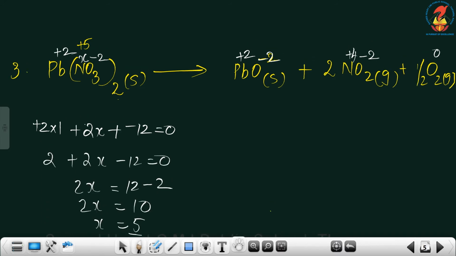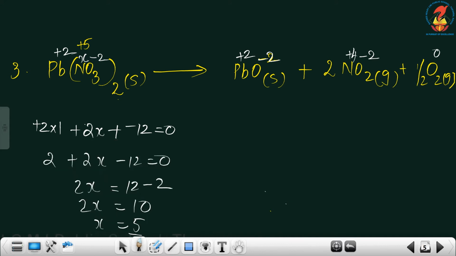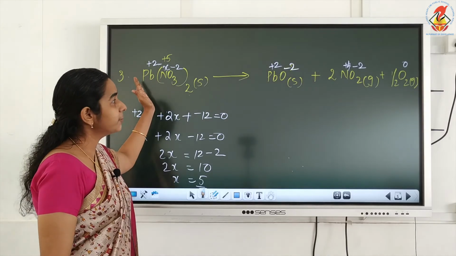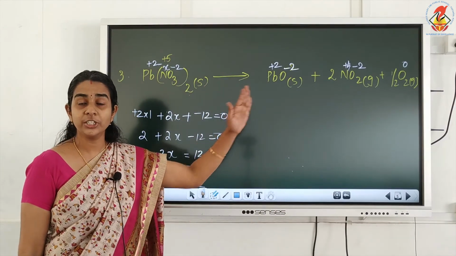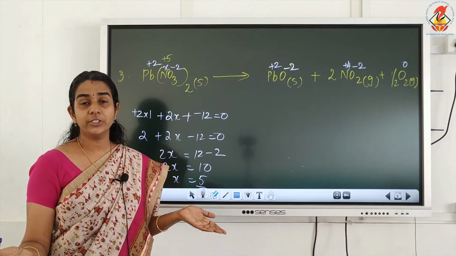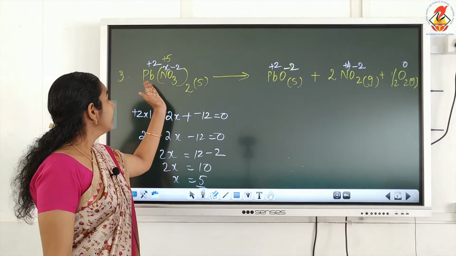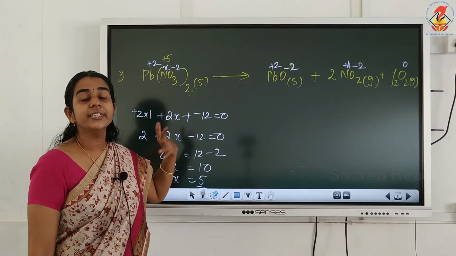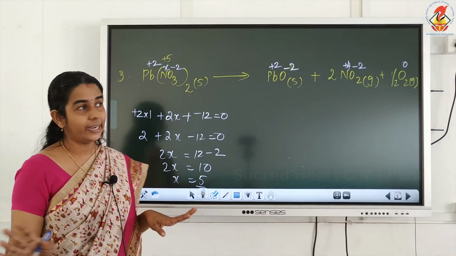Now see the change in oxidation number. Lead on the left hand side is plus 2, on the right hand side also plus 2, so there is no change in oxidation number. So we cannot predict whether it is undergoing oxidation or reduction. There is no oxidation or reduction for lead.